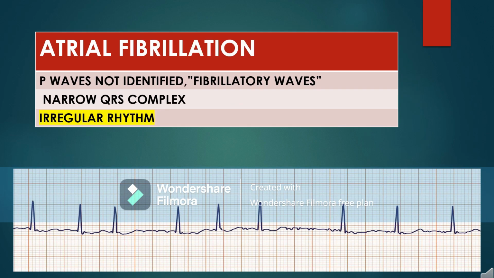Atrial fibrillation. Atrial fibrillation is an irregular rhythm. P waves are not well identified. Fibrillatory waves can be seen in between QRS complexes. Narrow QRS complexes are present. It is an irregular rhythm with irregular RR interval.